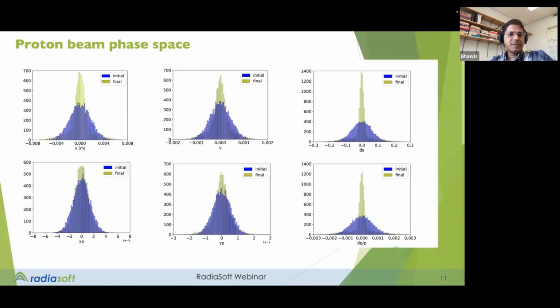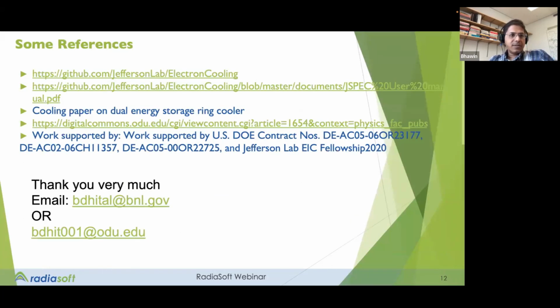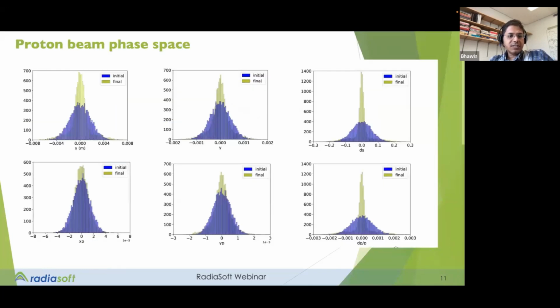From this phase space, it is also clear that the 275 GeV proton beam phase space reduces after the cooling effect. There are two colors, one is initial and the other is final. You can see this final beam phase space is shrinking in all 6 directions. That indicates that the proton beam is cooling after interacting with the electron beam. So here are some references. I will come to them later. So this is the basic idea.